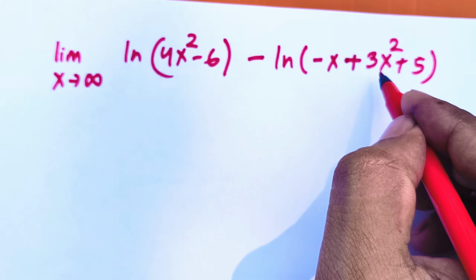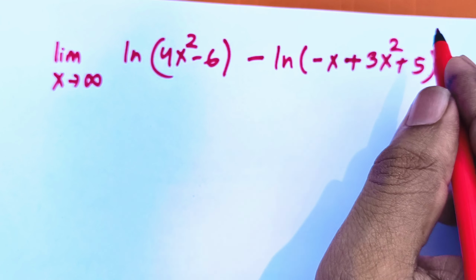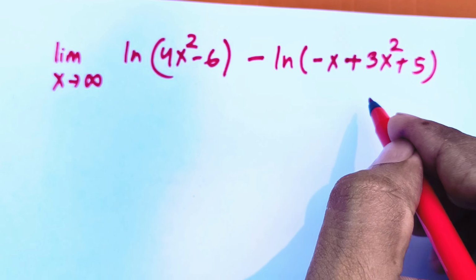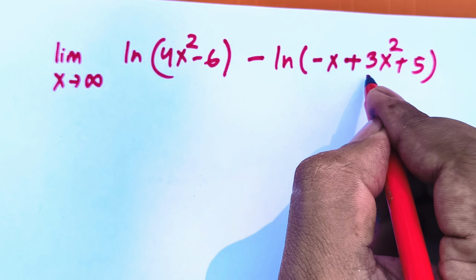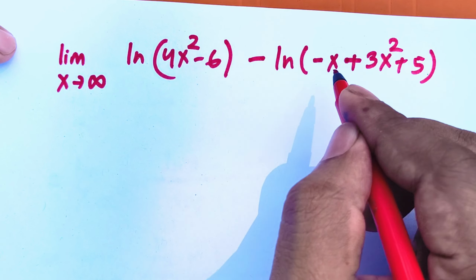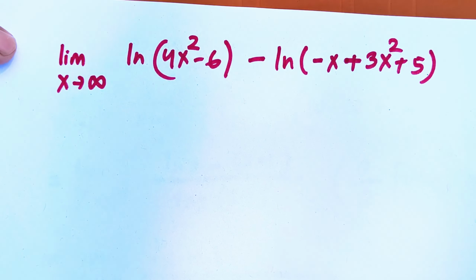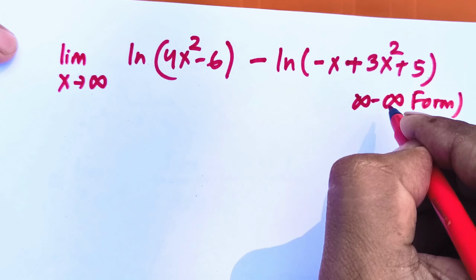And here also the dominating term is 3x square. The highest power will dominate when x goes to infinity. In any polynomial, the highest power term will dominate. Here 3x square dominates. When x goes to infinity, this will go to infinity. So ln infinity also goes to infinity. So this is in infinity minus infinity form.